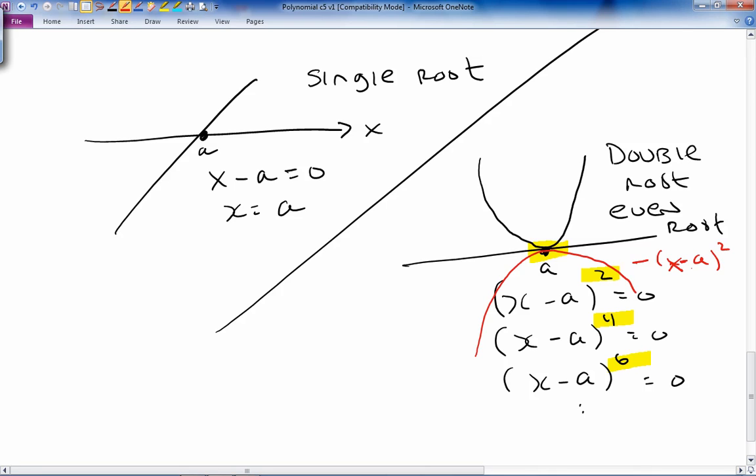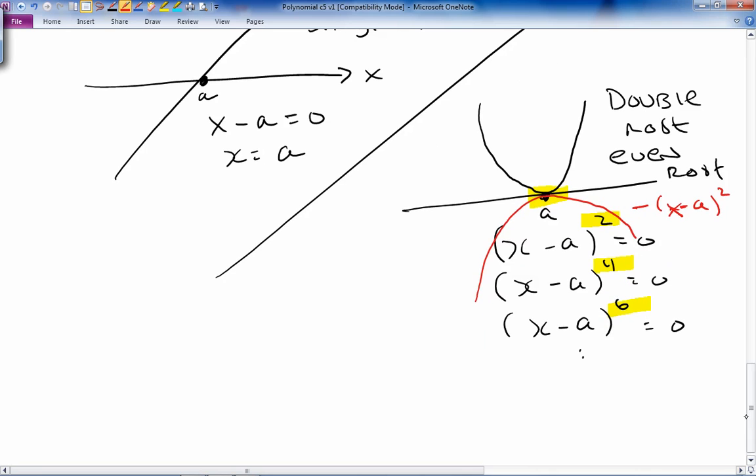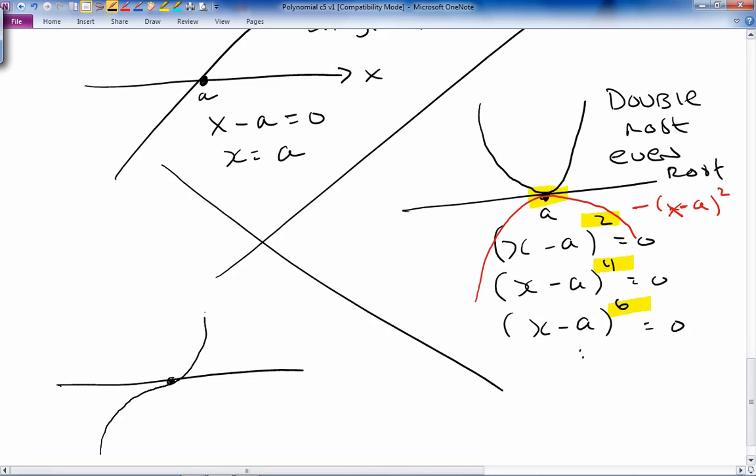Okay, the next type of root that we have is, and I'm going to exaggerate this a little bit, is a triple root, or odd.